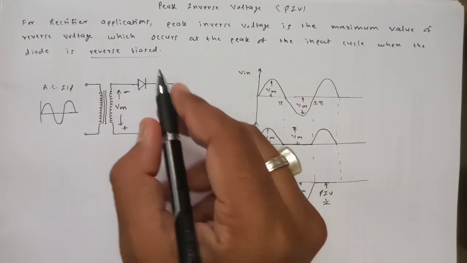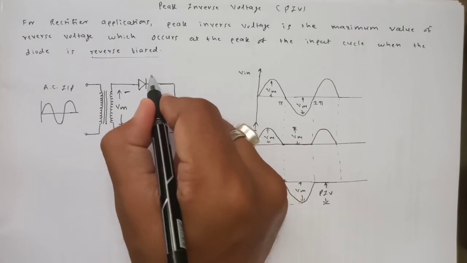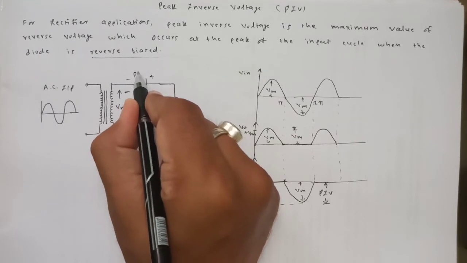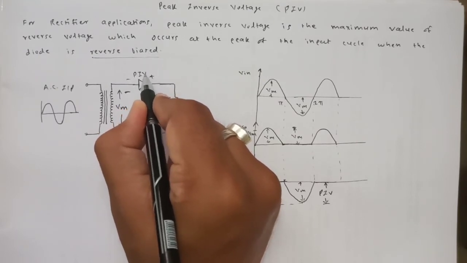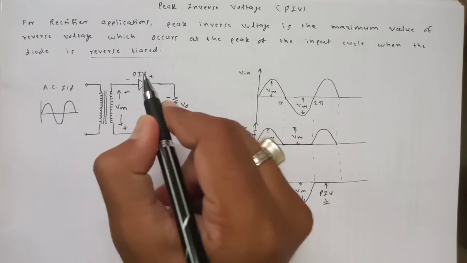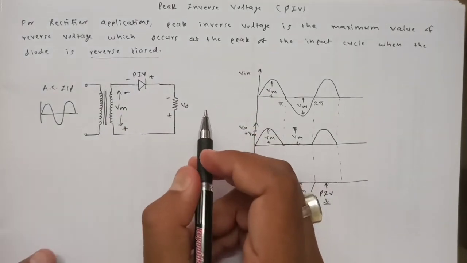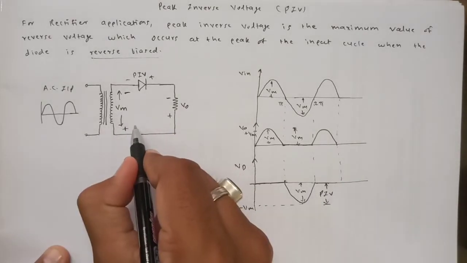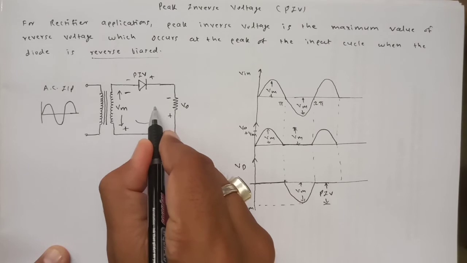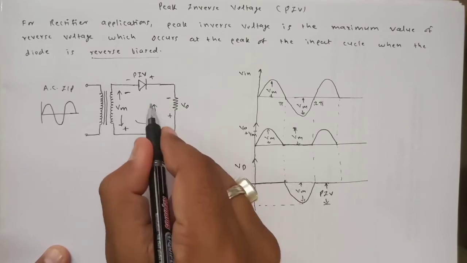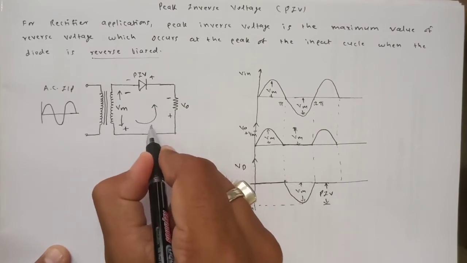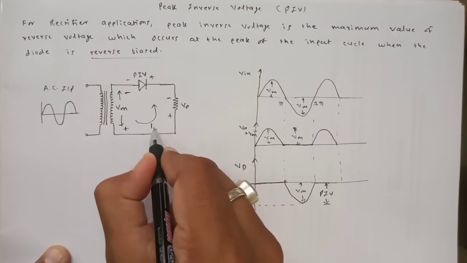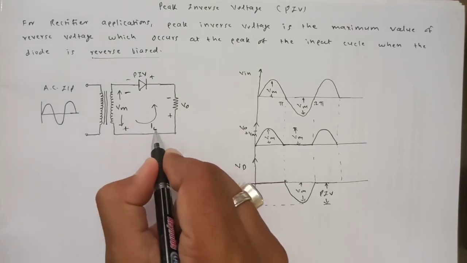Further, let us consider the polarity of the voltage drop across the diode is like this. And this voltage is nothing but the PIV, because we are interested in the maximum voltage when the diode is reverse biased. So this is the polarity we have considered. Applying the KVL, let us move through the loop in this direction. And let us say the value of current is IL. Why IL? Because during reverse bias, a very small current, that is leakage current, flows.